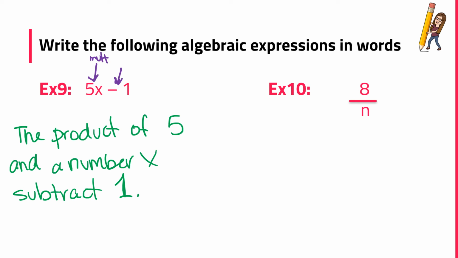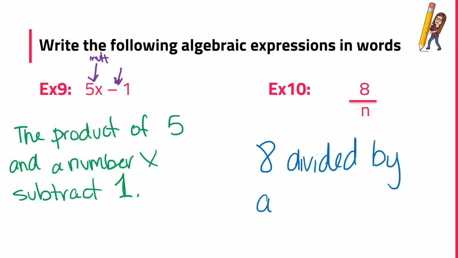Let's take a look at example 10. This one only has one operation, so I'm going to keep it simple. 8 divided by a number n. Keep it simple. You could also say, though, the quotient of 8 and a number n.